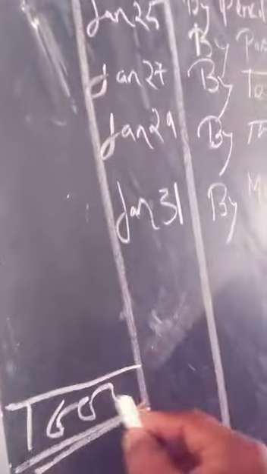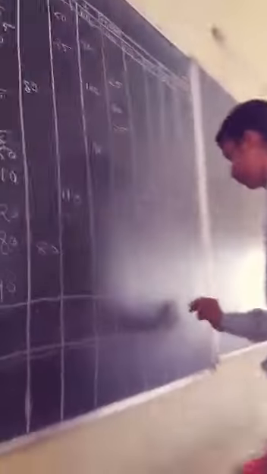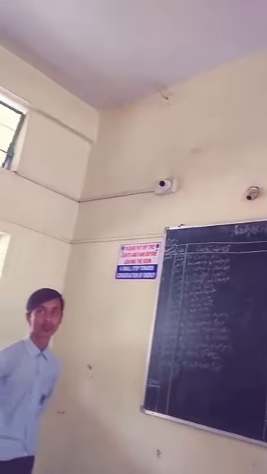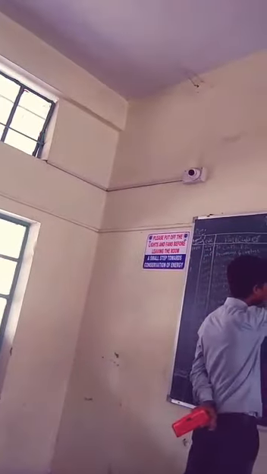This side total is 1000, and here total is 1000. First you total this one, and you'll get a balance here. Write here 1000. Total it, balance. Okay, you do all columns total.